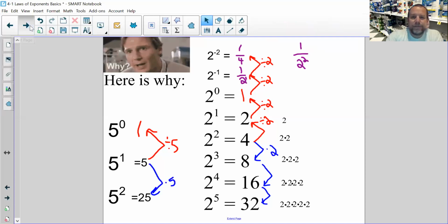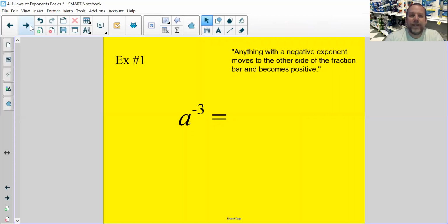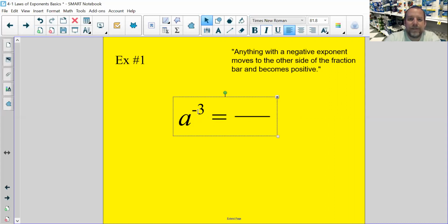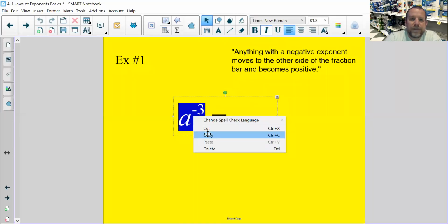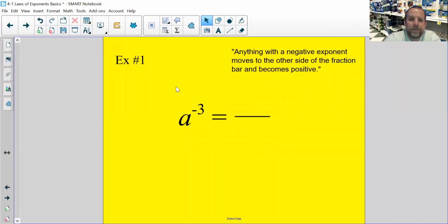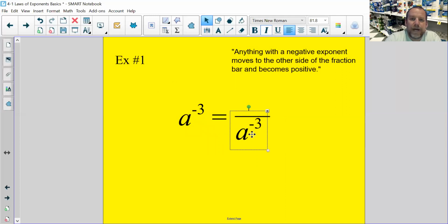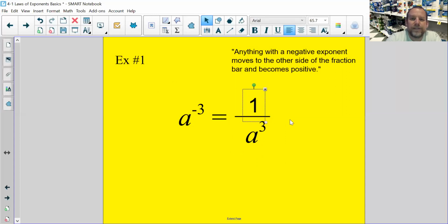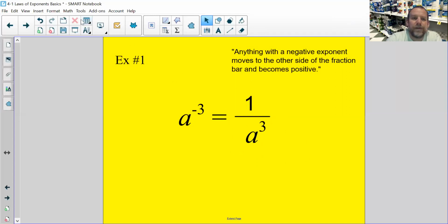And we know why the law works. So we can just practice it. A to the negative third, we have to have a fraction bar now because we didn't need one here, since this was in the numerator. But now this needs to go to the bottom of the fraction, the negative on the exponent, and we need to hold the spot of the numerator with a base 1. So a to the negative third becomes 1 over a to the third.